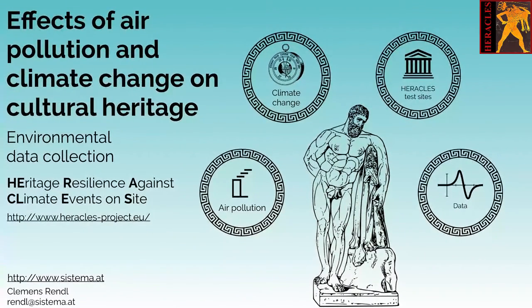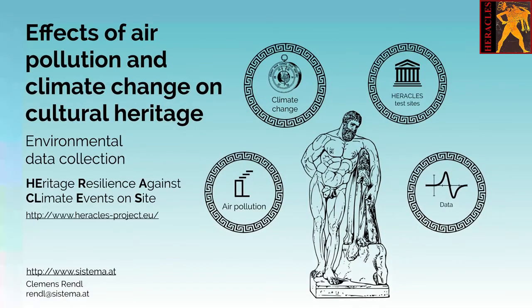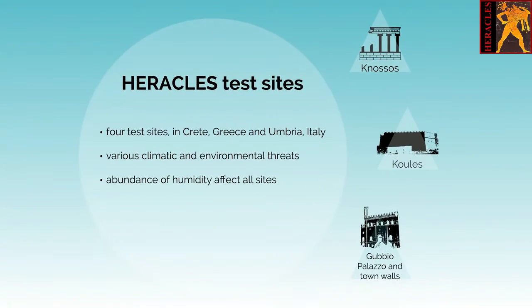Following, we are going to have a look at the four HERACLES test sites. The four HERACLES test sites are located in Greece and Italy. Various climatic and environmental conditions pose some threats to the four test sites, and as we will see, an abundance of humidity affects all four sites.